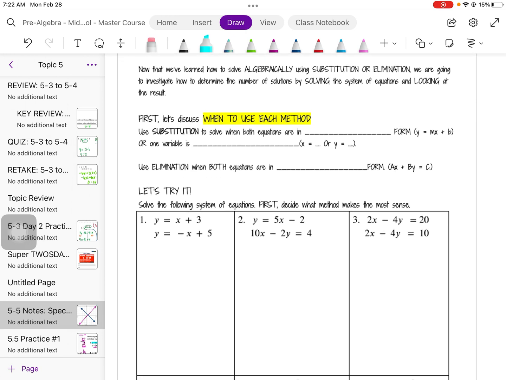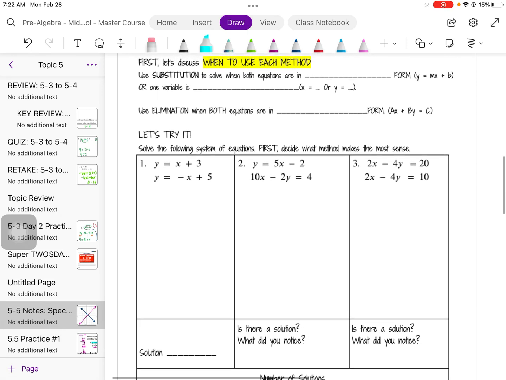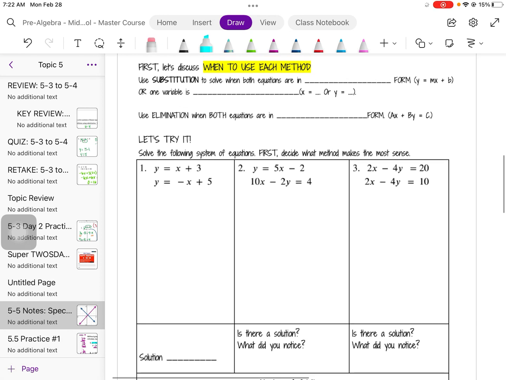So this section is all about learning how to solve them algebraically and look at the results to see if it's one solution, no solution, or infinitely many. The first thing we're going to do is talk about when it's appropriate to use each method. Now that we've learned how to solve using substitution and elimination, when do I use each of those? Substitution is a method we use when both equations are in slope-intercept form.